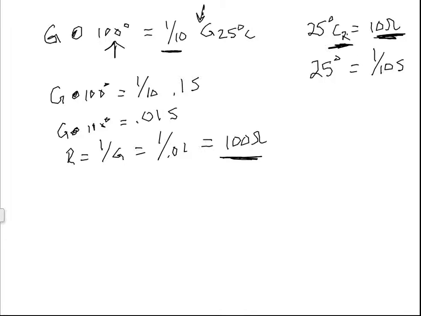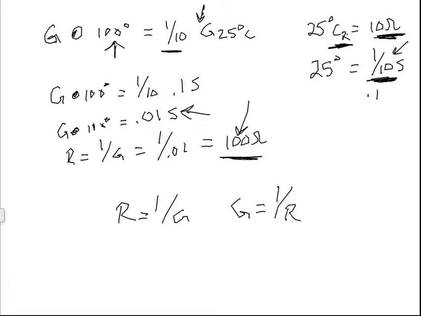So you see, as the conductance gets lower, okay, lower number on the conductance, 1/10 or 0.1 at 25, 0.01 at 100. So as conductance got smaller, resistance got higher because it wasn't conducting as well. It had more resistance. So resistance equals 1 over conductance, or conductance equals 1 over resistance.